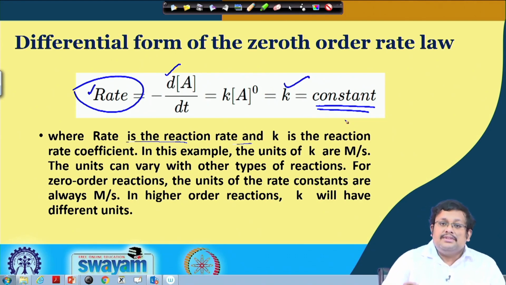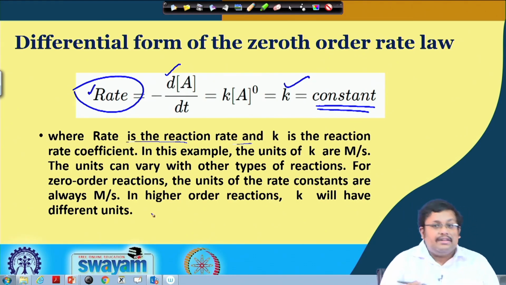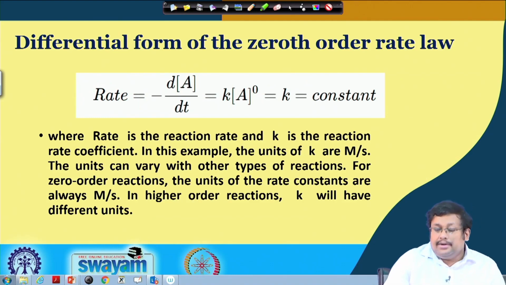Okay. So, in case of this zero order reaction, the unit is concentration per unit time. So, the unit for the rate constant will always be this concentration per unit time, and in a higher order reaction obviously k will have different units, which I have just told.